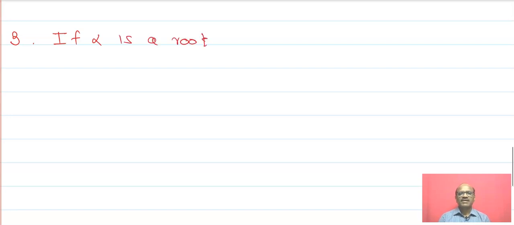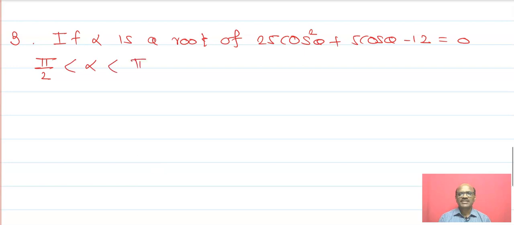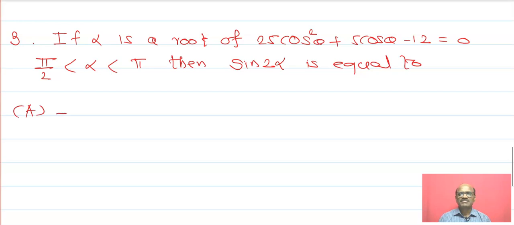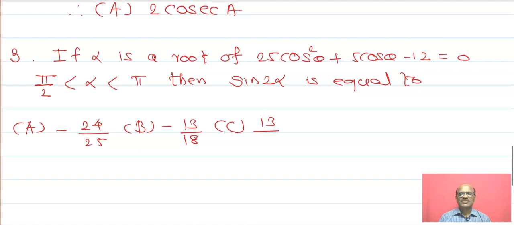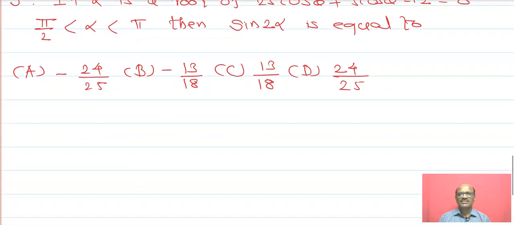Next: if theta is a root of 25 cos square theta plus 5 cos theta minus 12 equals 0 and theta lies between pi by 2 to pi, then find the value of sine of 2 theta. You may take alpha or theta, because I have written the same question as in the textbook. Find the value of sine of 2 alpha.